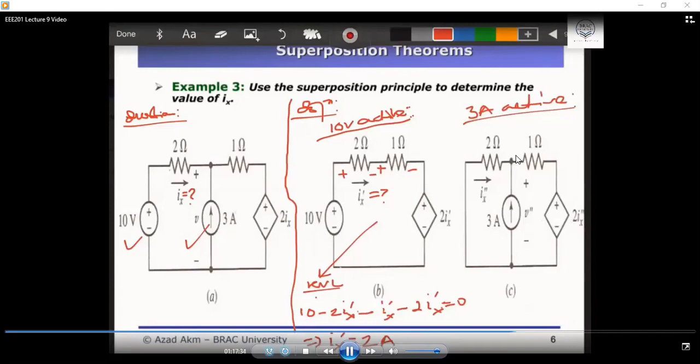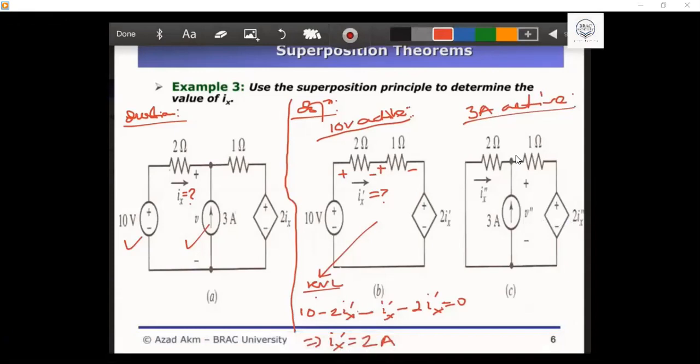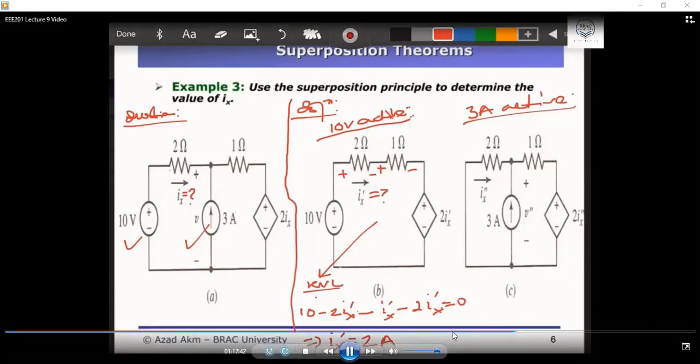Over here, if you apply the KCL, can you see these things? No, you cannot see. Okay. Yeah, I think you cannot see the thing. Plus 3, and then you are getting here 1 ampere, 1 ohm resistor.